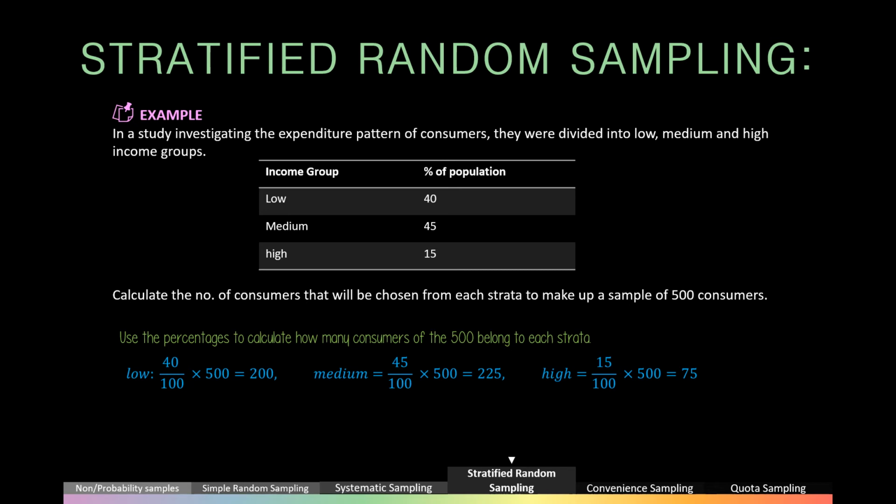We got this by taking 45% of 500, and 15% of 500 for our high income group contributes 75 consumers. As a check step, you want to go ahead and add up 200, 225, and 75 to ensure that this is adding up to 500.